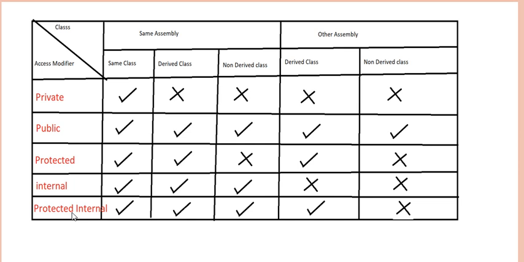And the last one is protected internal. With protected internal, I am able to access it in the same assembly, and in other assemblies only derived classes I am able to access. Simply, I can say this is the combination of protected and internal. So this fifth access modifier is the combination of protected and internal, so we call it protected internal. These are the restriction levels of your access modifiers.